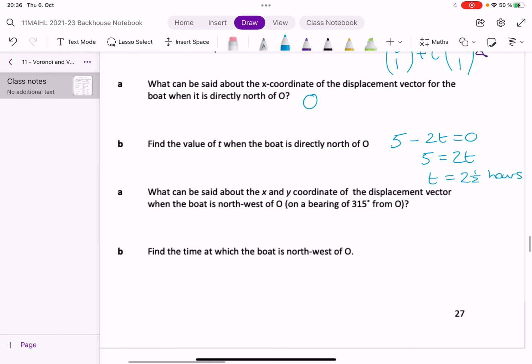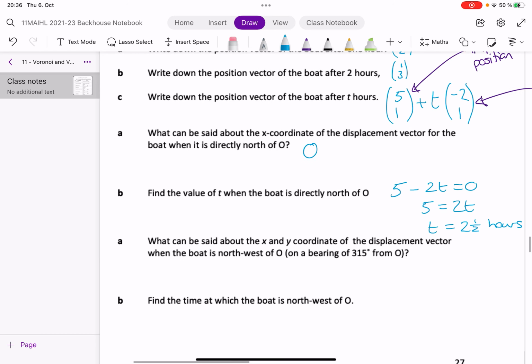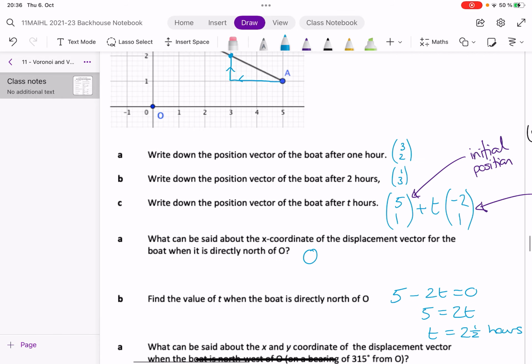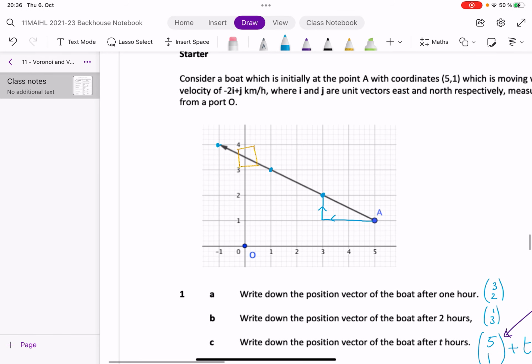But this is an interesting question. What can be said about the x and y coordinates of the displacement vector when the boat is northwest of O? That is on a bearing of 315 degrees. So if it's northwest, it's going to be over here somewhere, isn't it? Like where this intersects with the direction vector.